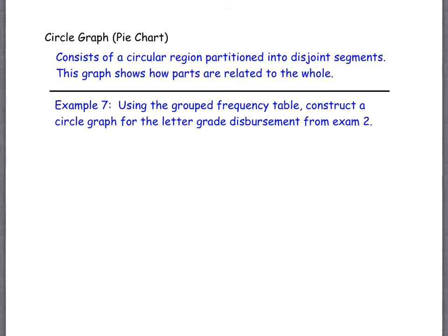We're going to use the grouped frequency table that we did a couple examples back to construct a circle graph for the letter grade for exam 2. Okay? So we need some information before we can just start constructing a circle graph. We actually need to talk about the tallies or the totals of each of these values. So let's talk about the letter grade A. There was 11 of those, right? How many B's were there?